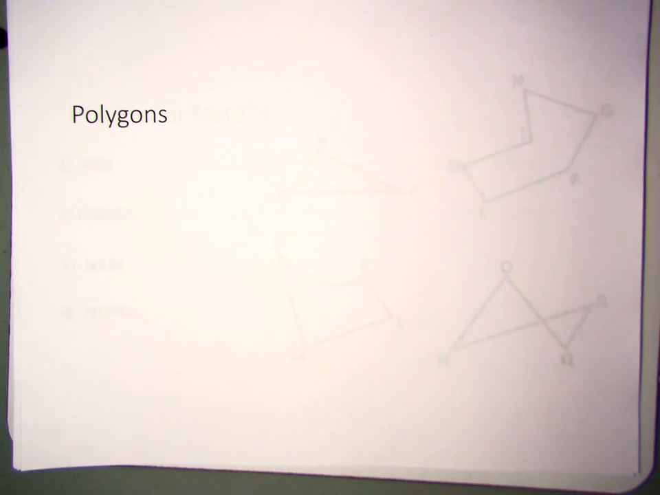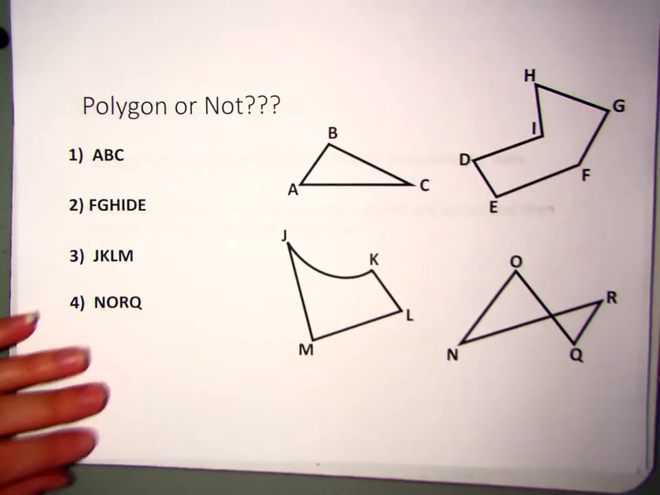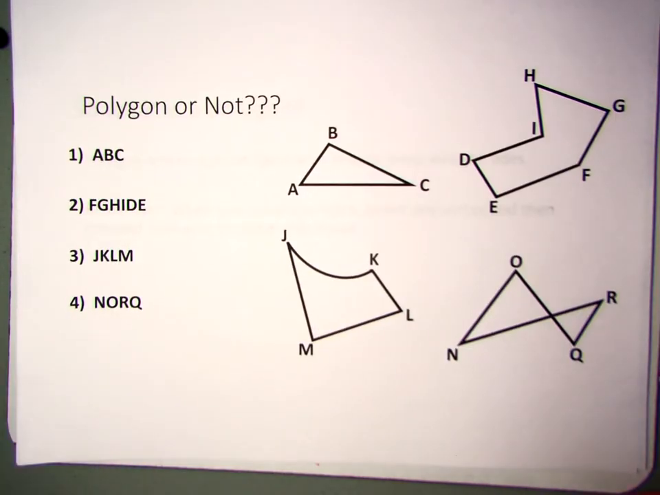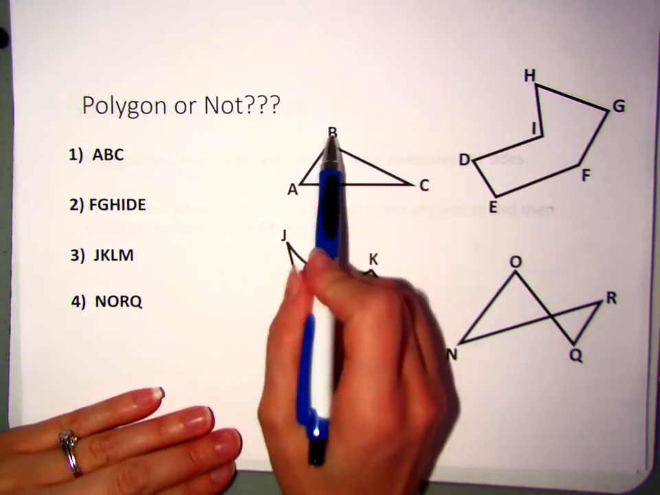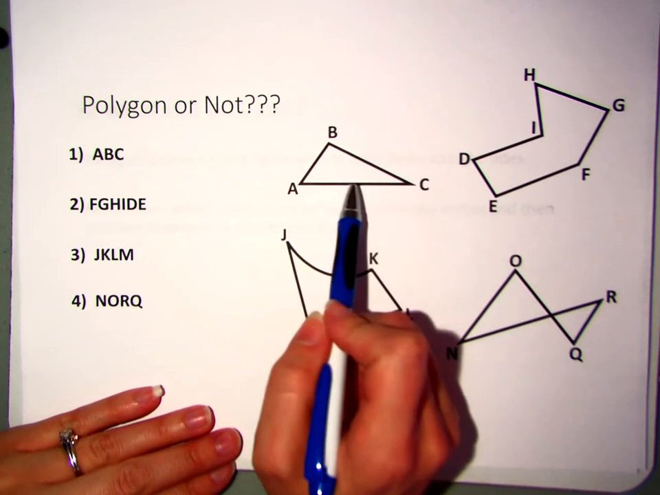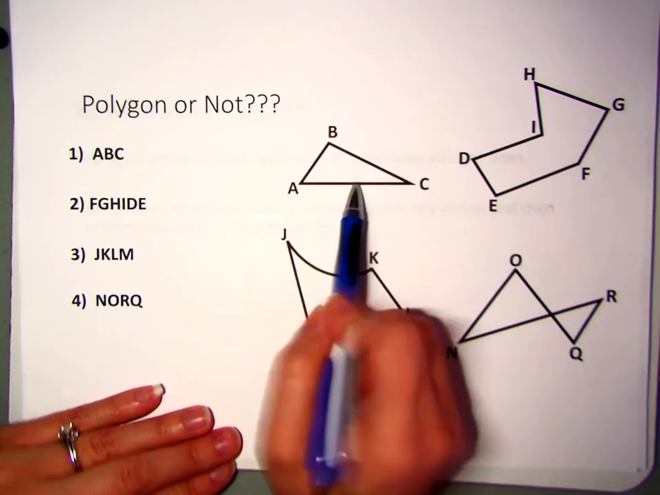This video is on polygons and quadrilaterals. So what I want to show you here is how you can recognize a polygon. If you look at these four figures here, we have a few of these that are going to be polygons. Let's look at ABC. What I notice on ABC is that all the sides are straight and they are all connected. I see 1, 2, 3 sides.